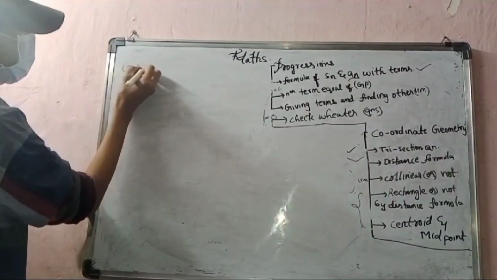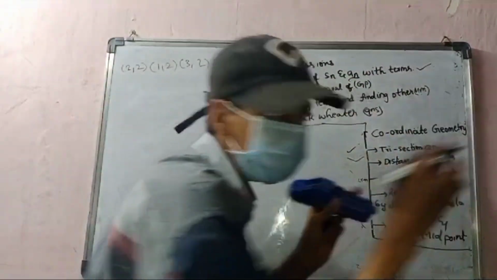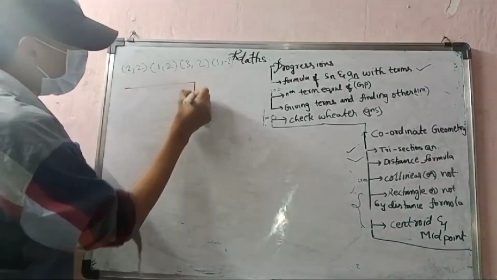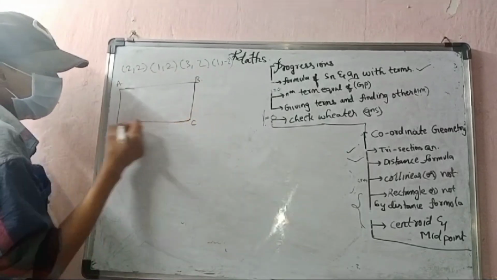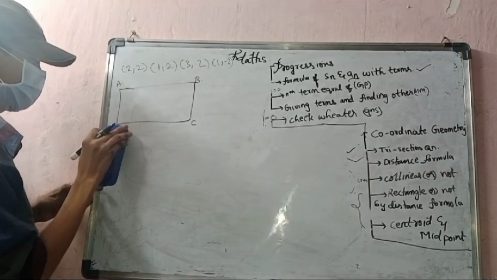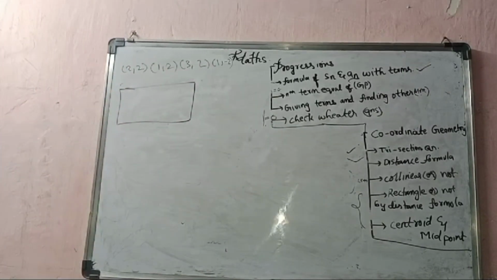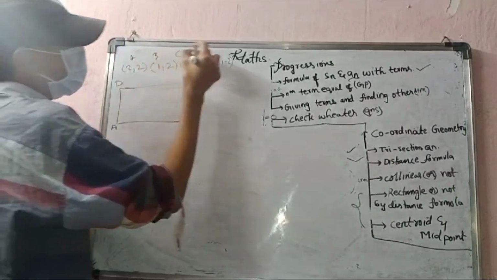Rectangle or not? They will give some points: 2, 2; 1, 2; 3, 2; 1, minus 2. Does this form a rectangle or not? Just we should tell that. Can anybody tell? You should draw a rectangle A, B, C, D. Like this. Clear? This is A point, this is B point, this is C point, this is D point.